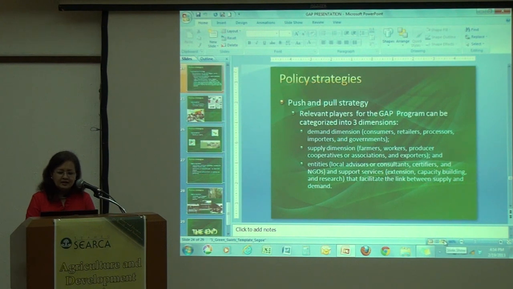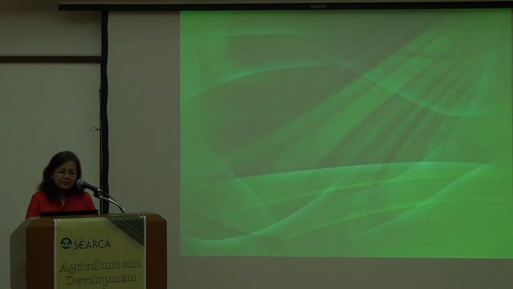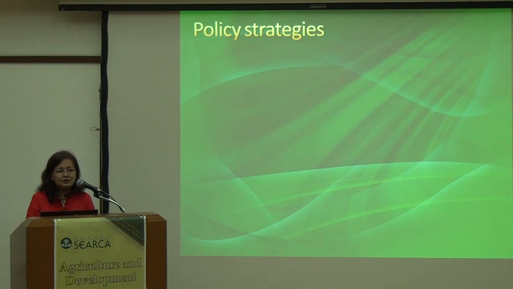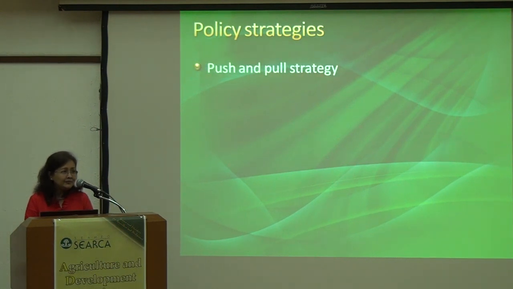So, what is this push and pull strategy? The government is pushing for the adoption of GAP in our country. But it's not enough to just encourage the farmers to adopt good agricultural practices, because even if they do that, there is no demand in the local market. The small mango farmers cannot really sell these certified products in the local market because who among you knows about GAP?